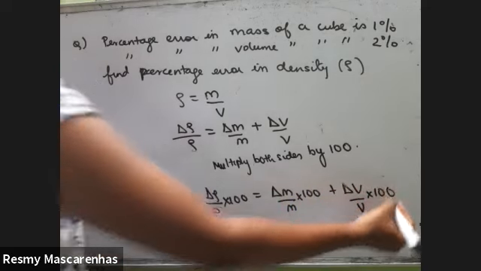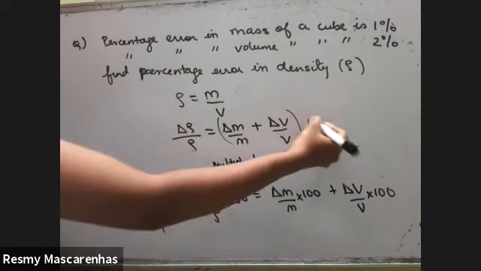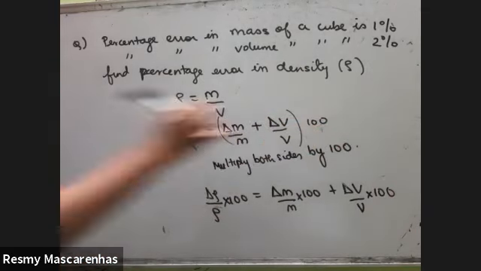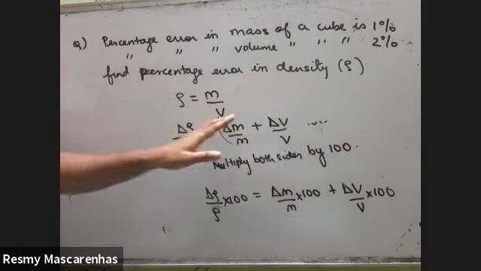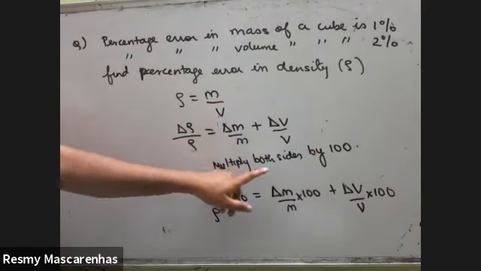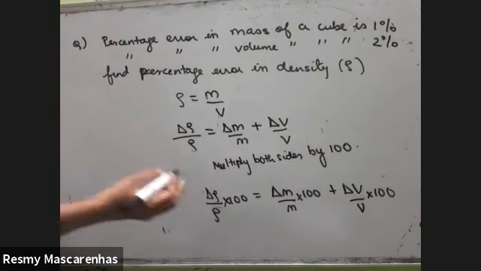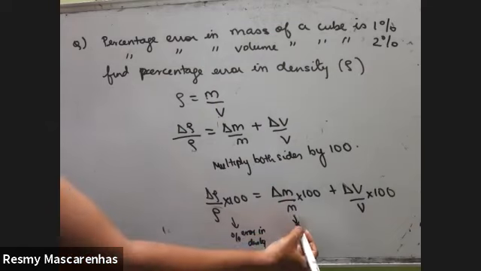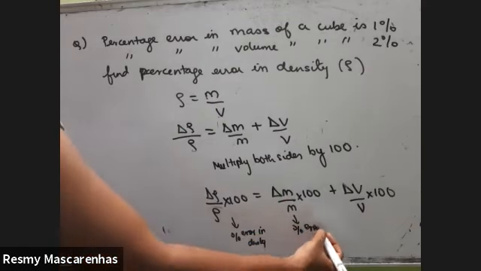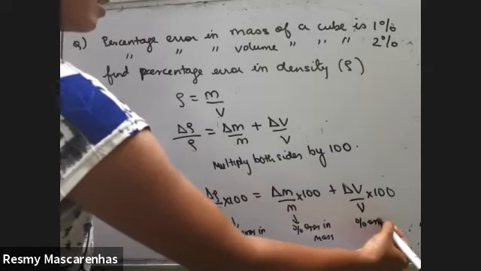All the terms will get multiplied by 100. It's like multiplying by 100, and then the 100 gets multiplied to both the terms. That step anyway no need to show. All the terms directly multiply by 100. So what is this? Nothing but the percentage error in density. This is the percentage error in mass. This is the percentage error in volume.